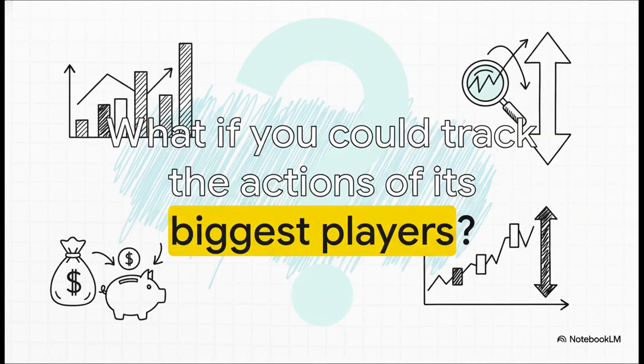We all look at the charts and, let's be honest, they seem chaotic, right? Just a mess of random ups and downs. But what if there's a logic behind all of it? What if the biggest players, the hedge funds, the major institutions, actually leave footprints on the chart? Well, the Wyckoff method says they do, and it gives us a map to follow them.